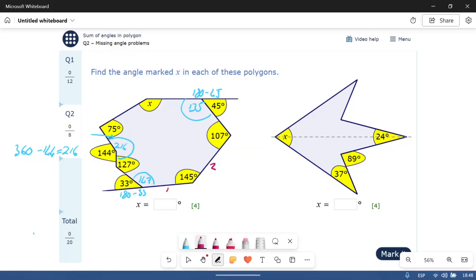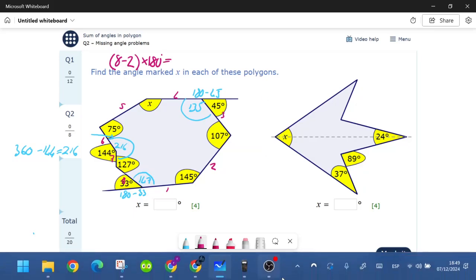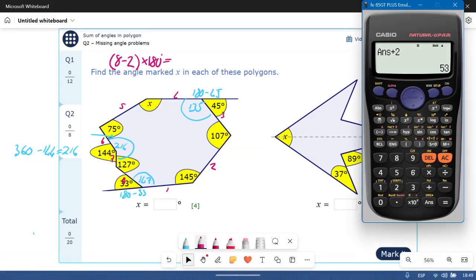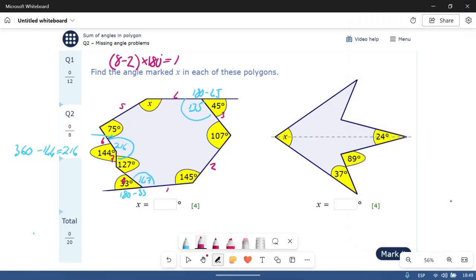Right, next let's count the number of sides there are. 1, 2, 3, 4, 5, 6, 7, 8 sides. So putting that into the formula, which is 8 minus 2, and then times 180, which would be 6 times 180, of course, 1,080. That's what all the angles should add up to.